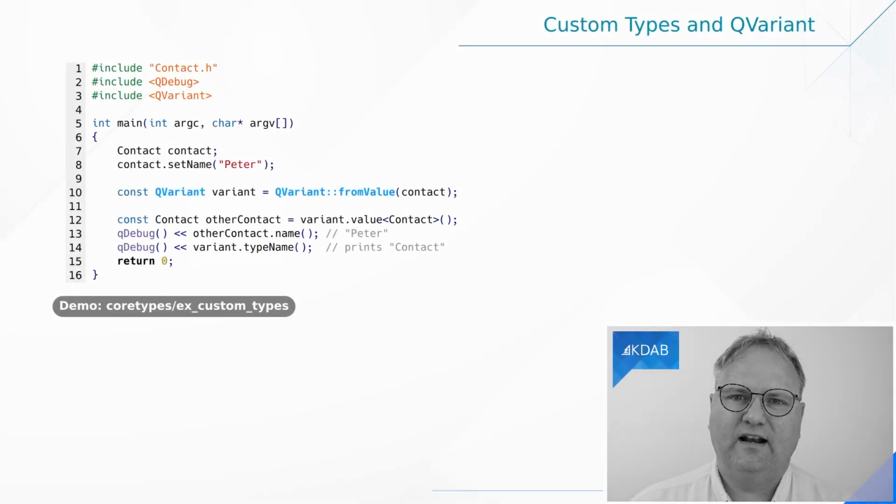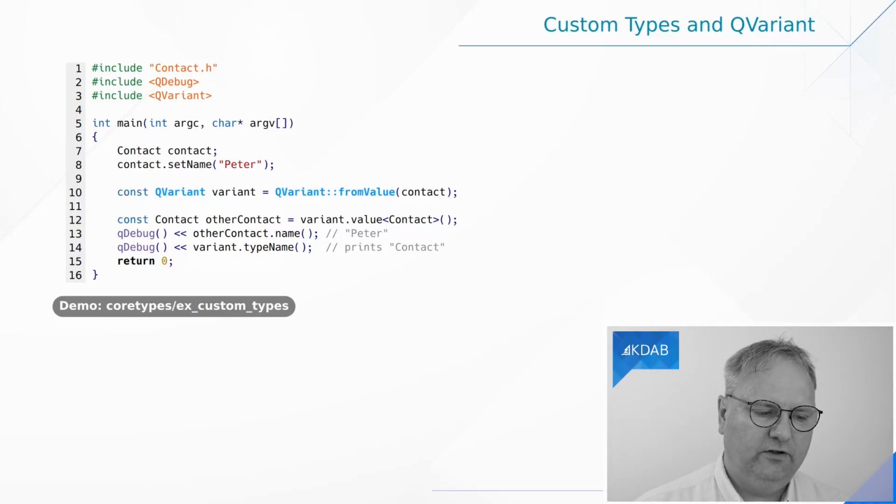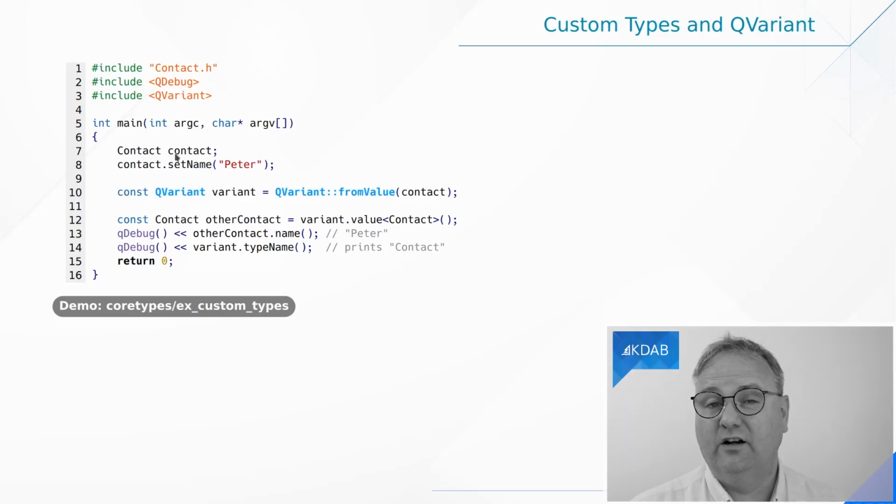So once you created that class and you have declared it using Q_DECLARE_METATYPE, then you can use it as we see on this slide here. I create a contact, I give it the name Peter, QVariant::fromValue contact.